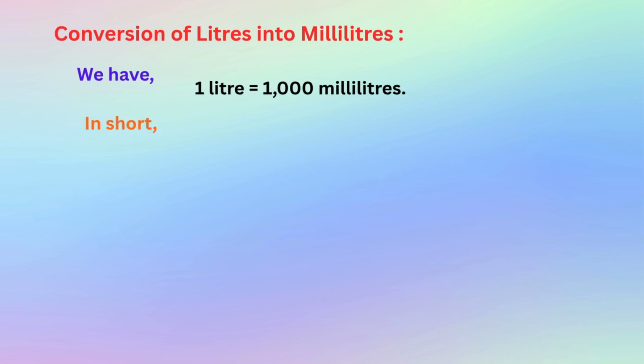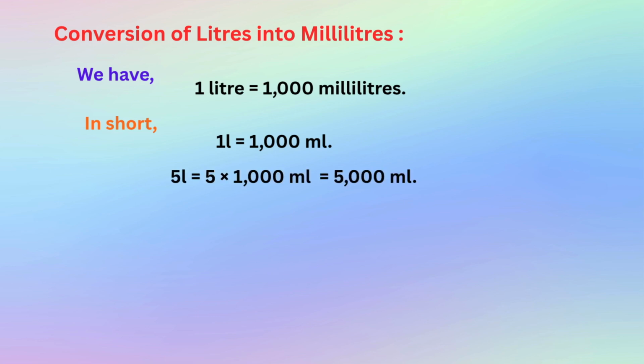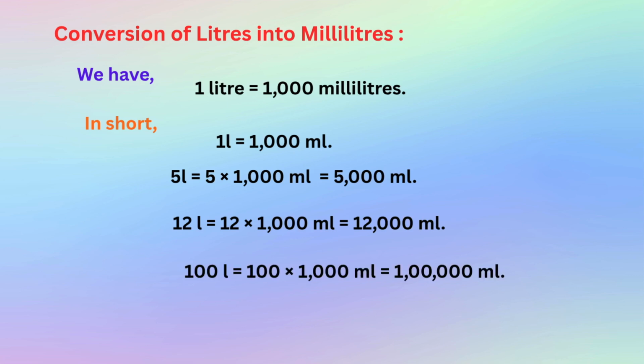Conversion of liters into milliliters. We have 1 liter equals 1,000 milliliters. In short, 1 liter equals 1,000 milliliters. 5 liters equals 5 times 1,000 milliliters equals 5,000 milliliters. 12 liters equals 12 times 1,000 milliliters equals 12,000 milliliters. 100 liters equals 100 times 1,000 milliliters equals 1 lakh milliliters, and so on.